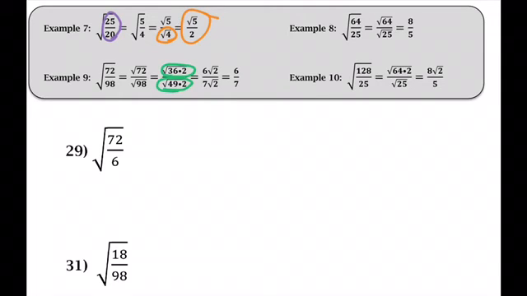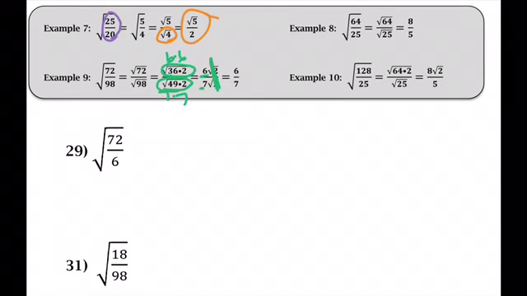But 36 times 2, I can take out, the 36 is 6 times 6, so I can take out a pair of 6's. And on the bottom, 49 is 7 times 7, so I can take out a pair of 7's. And so I've got 6 square root of 2 over 7 square root of 2, and any number divided by itself is 1, so I'm just left with 6 over 7.